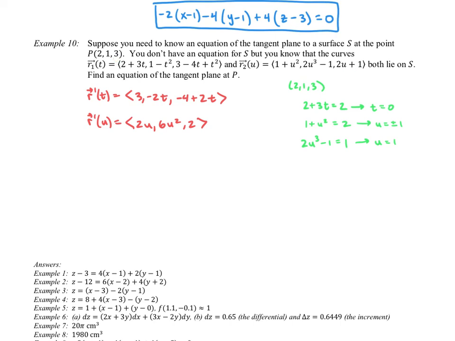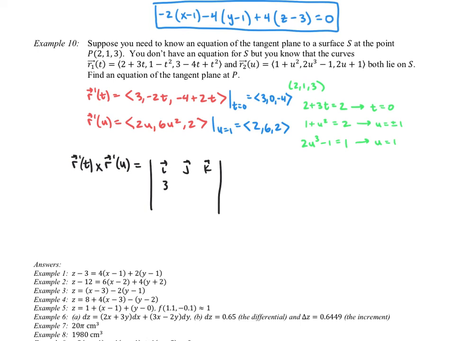Now we're going to take a look at our vectors. I'll write it up here. Evaluated at t = 0, my vector is (3, 0, -4). And with u equal to 1, I get (2, 6, 2). We're going to take the cross product of both of these vectors. Remember, I'm going to use the numeric form, not the variable form. I don't need the variables after the cross product, so we might as well make life a little easier and take the cross product using our numeric values rather than variable values.